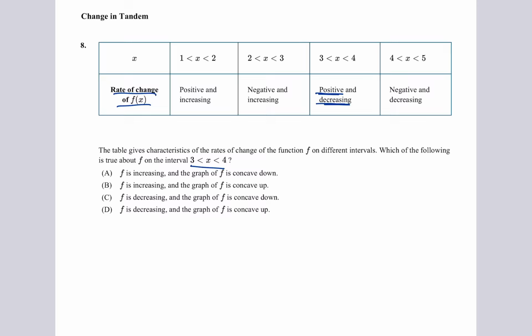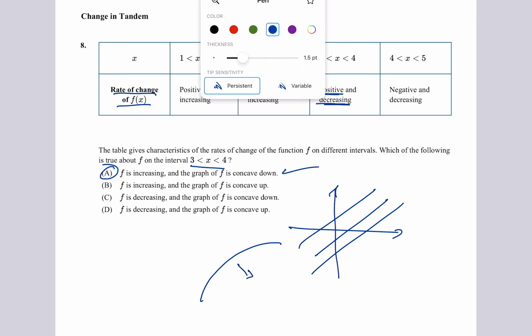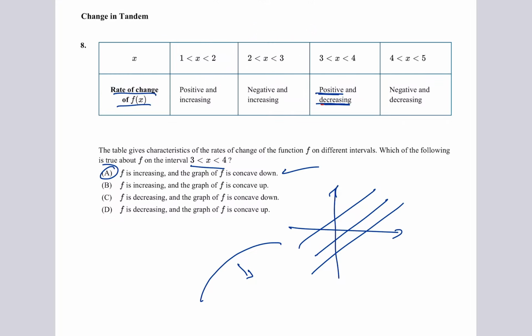And if f of x is positive, then what does that mean? That means f is increasing with a concavity that is downwards. So that would be option A. Rate of change is positive, so it's basically moving upwards. The concavity is decreasing, so the concavity is downwards. Make sense? So in this case, it would be option A.